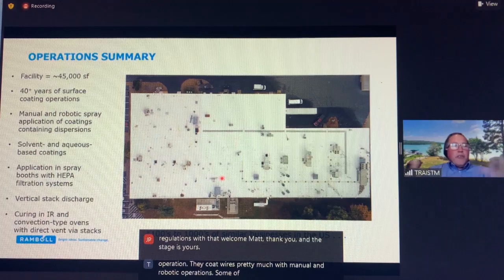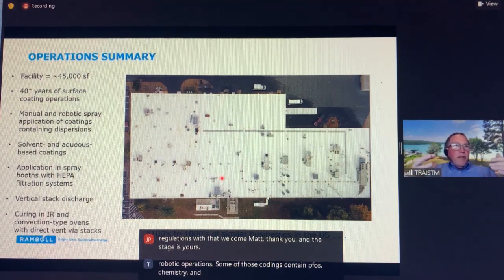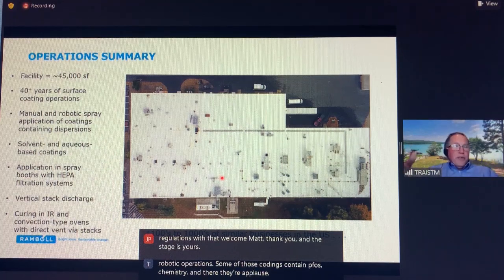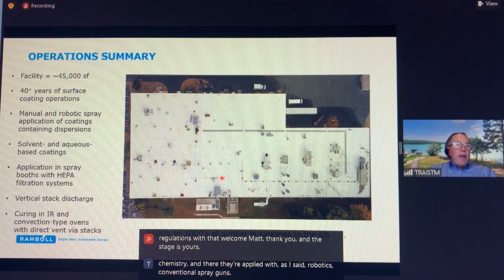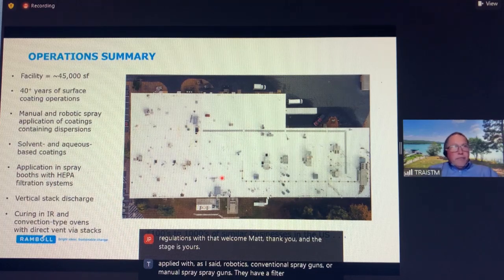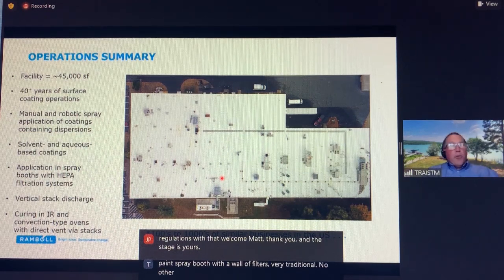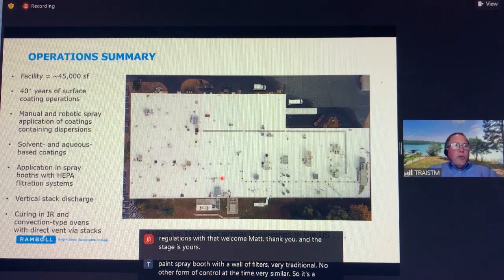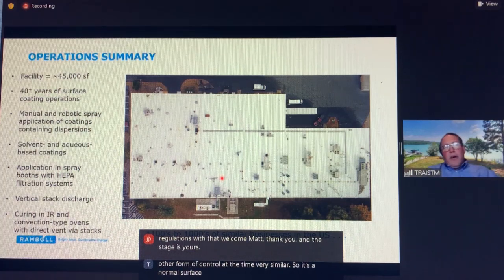Some of those coatings contain PFAS chemistry, and they're applied with, as I said, robotics, conventional spray guns or manual spray guns. They have a filter, sort of like a paint spray booth with a wall of filters, very traditional. No other form of control at the time. So it's a normal surface coating operation.